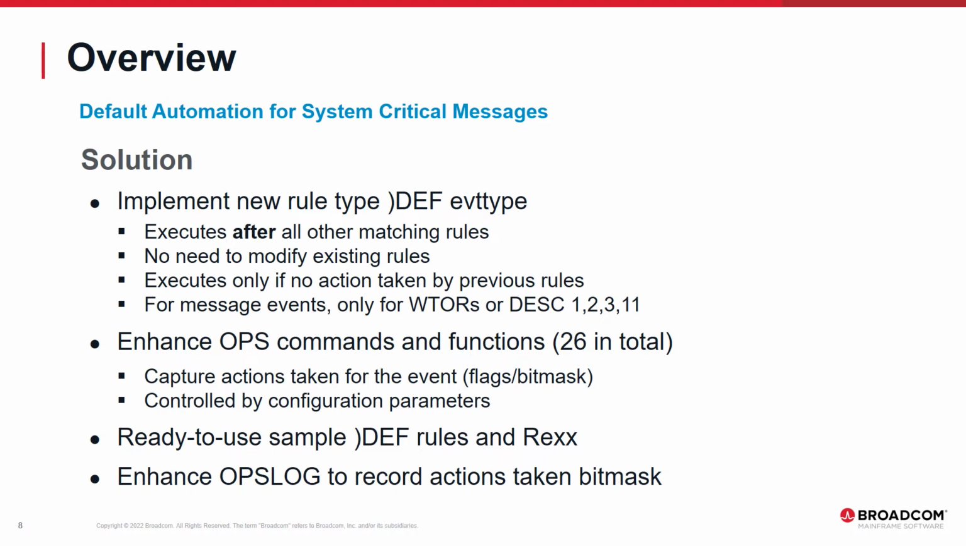So how do we identify that actions have been taken? We've enhanced a number of existing commands and functions that are not strictly information gathering. This excludes actions like a reply, or submit to operator command, or send an alert. These updated commands will set a new internal action taken flag and a bit mask to indicate the type of action taken. For each of these updated commands, we will provide a corresponding configuration parameter to allow these commands to set the action taken flag. We have also updated the OPS log to report the action taken.